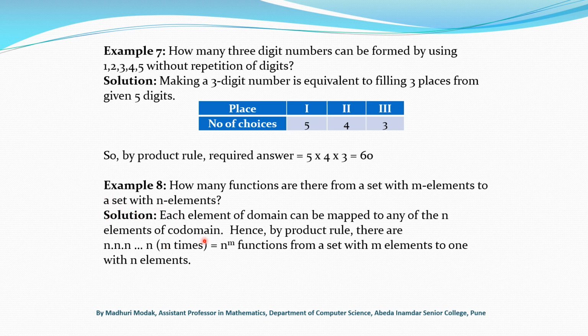Then after mapping that element, the second element can be mapped to any of those n elements, because even all elements can be mapped to a single element. That is allowed in case of a function. So the second element can be mapped to any of those n elements. Likewise, the third element can be mapped to any of those n elements. And in this way, the mth element can be mapped to any of those n elements of the codomain. So by product rule, there are n into n into n, m times, that is n raised to m functions from a set with m elements to one with n elements.